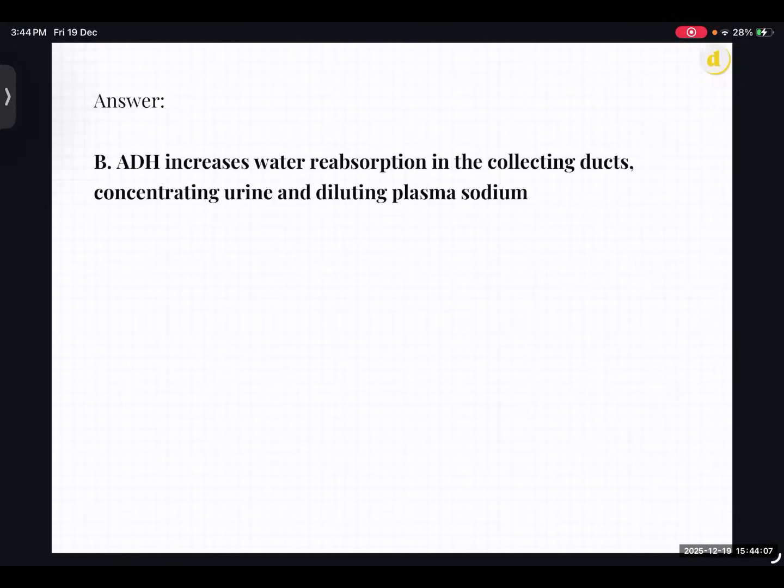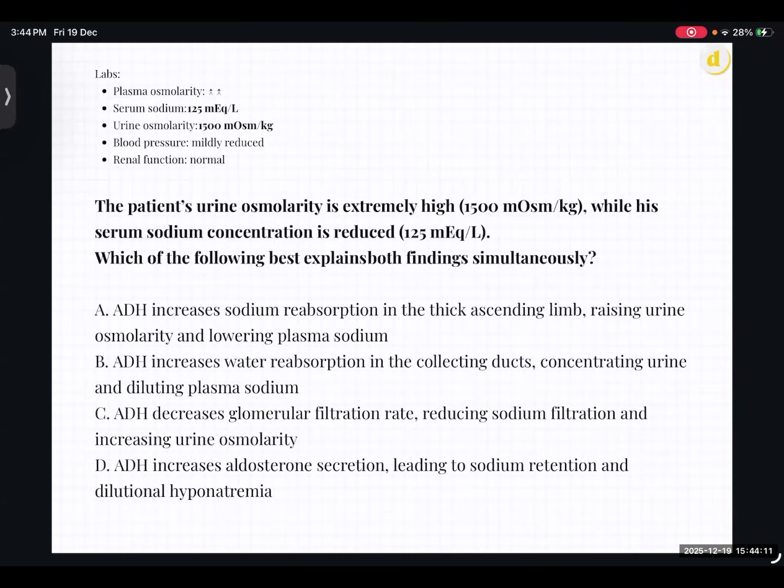If we're taking the water from our urine, which is the case with ADH increasing the reabsorption of water back to our plasma, we will expect to find a very high osmolarity in the urine, because the urine still has the same ions but way less water, and our plasma has now more water, and that is why the serum sodium concentration is reduced. Okay? Is that clear?